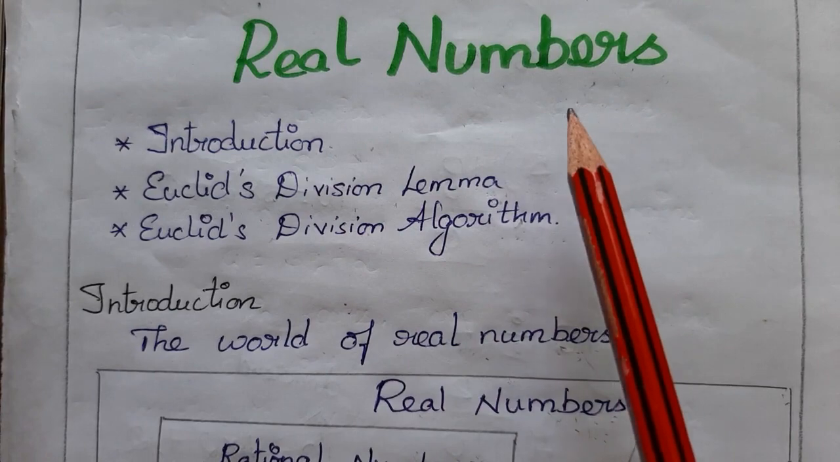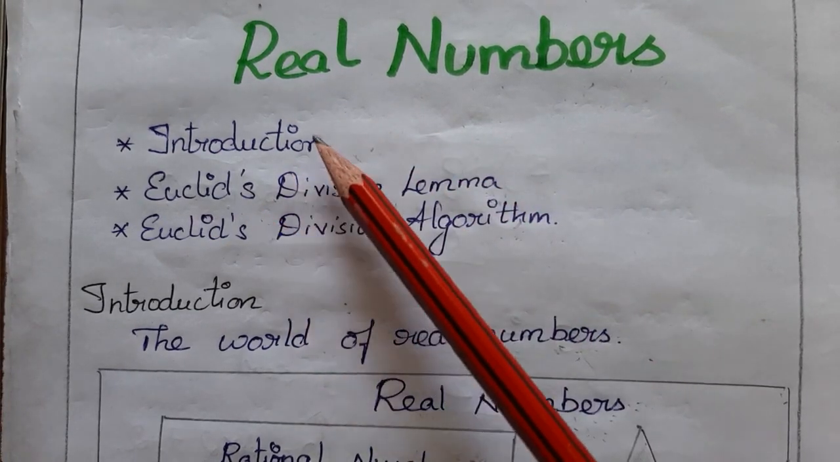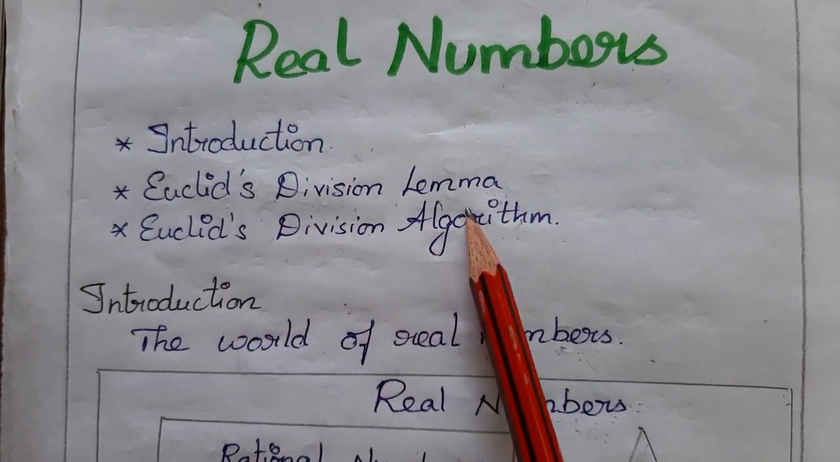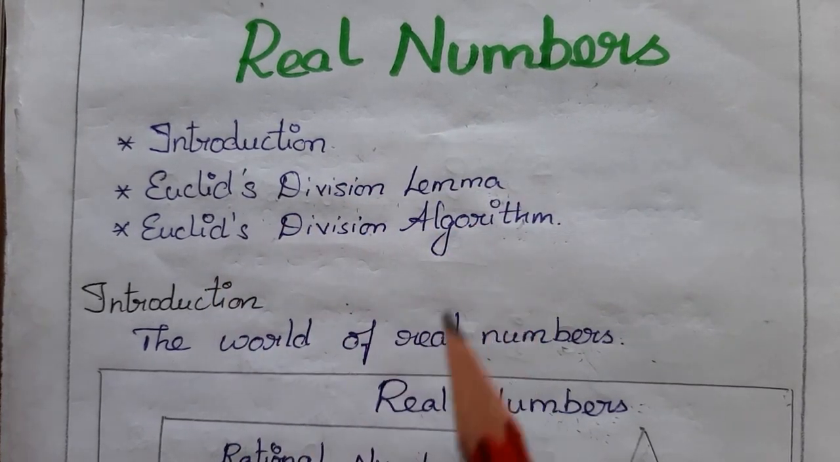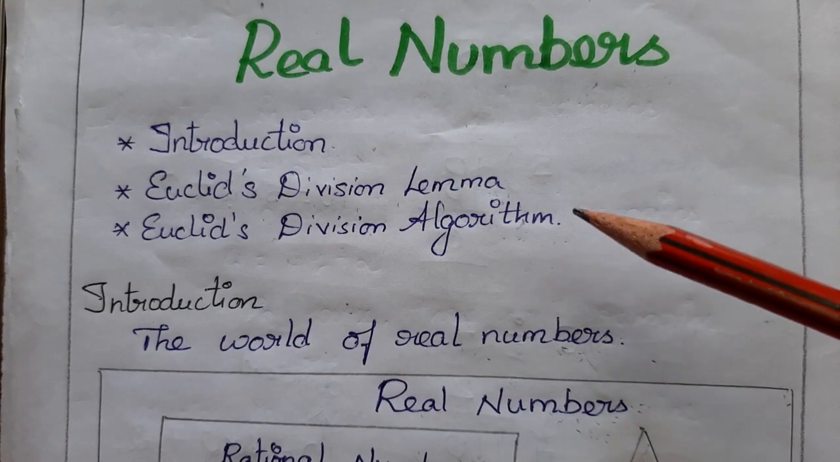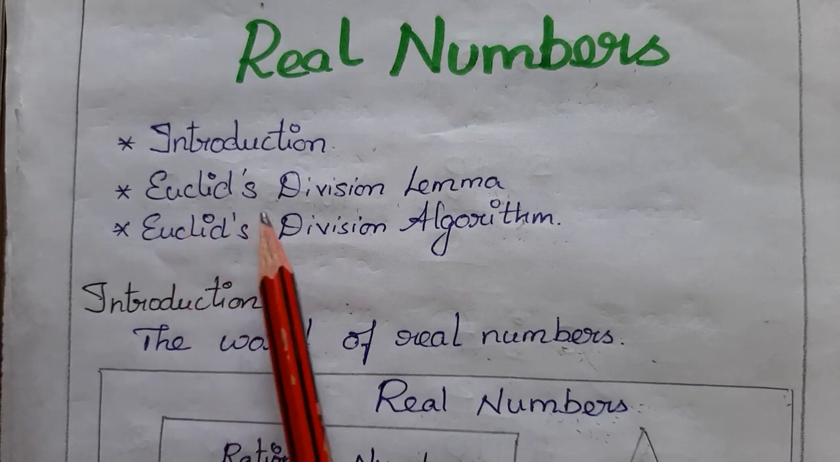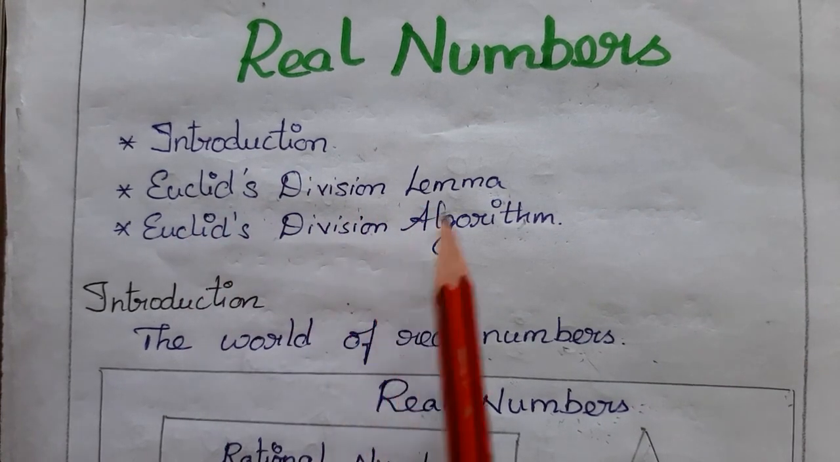It is chapter 1 in class 10. Under this chapter, today we are going to learn about an introduction, Euclid's division lemma, and Euclid's division algorithm. Three more sections are also there that we will see in the following days. Today we are going to see the introduction, Euclid's division lemma and Euclid's division algorithm.